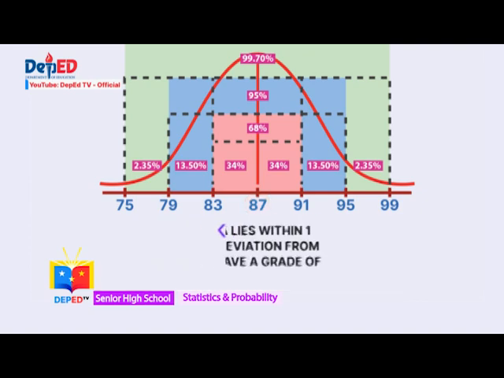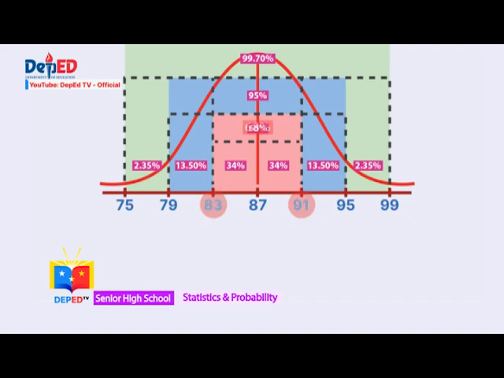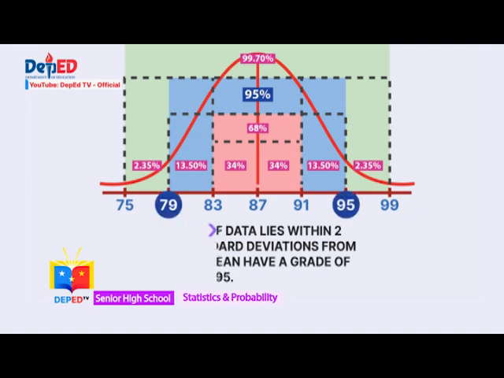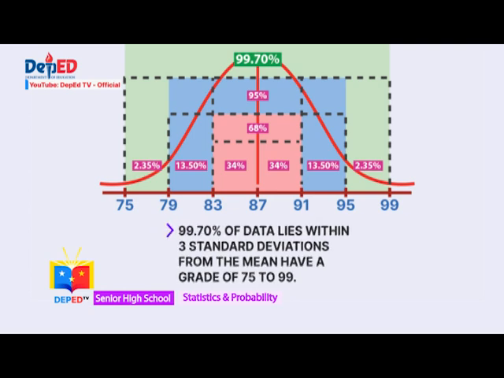We can say that 68% of data lies within 1 standard deviation from the mean, having a grade of 83 to 91. 95% of data lies within 2 standard deviations from the mean, having a grade of 79 to 95. 99.7% of data lies within 3 standard deviations from the mean, having a grade of 75 to 99.